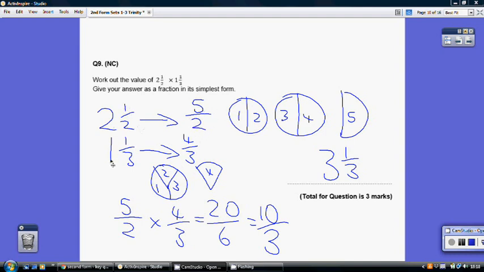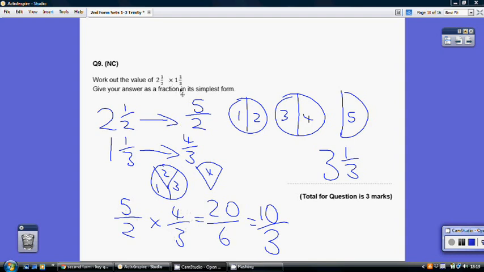So similarly with 1 1/3, we're now dealing with thirds. So a whole comprises 3/3 plus this extra third, so that's 4/3. Or doing it the quick way, 1 times 3 is 3, then add on the 1 to get the 4. So 2 1/2 is 5 over 2, 1 1/3 is 4 over 3. Now we have to multiply these together. So as I said, that's the easy one. It's just top times top, bottom times bottom. 5 4s are 20, 2 3s are 6.